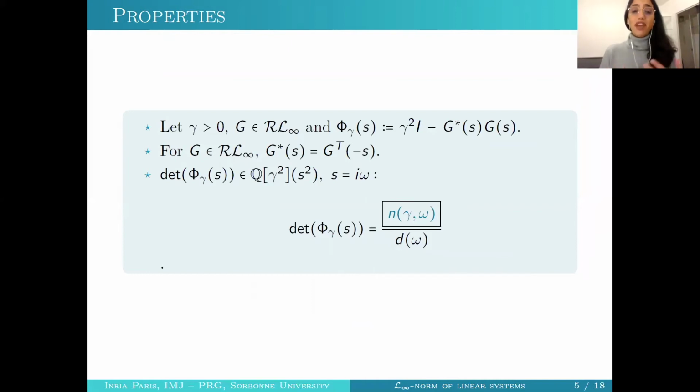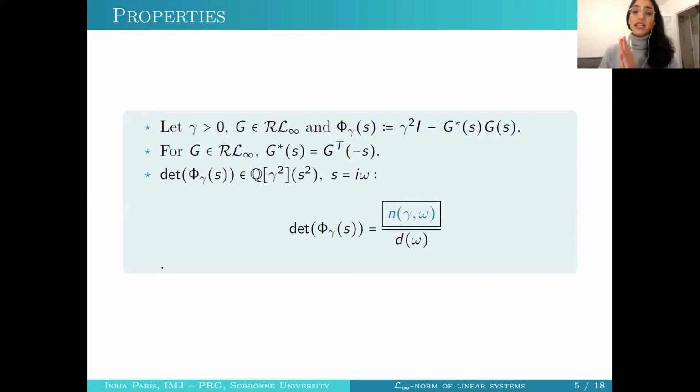So when we have a positive value gamma, we define the matrix gamma squared I minus the Hermitian transpose of G multiplied by G. Here, the Hermitian transpose of the matrix G is simply the transpose of G at minus S when S is equal to i omega. And the determinant of gamma squared minus G star multiplied by G is a rational function in S squared. Thus, when S is equal to i omega, this determinant is a rational function.